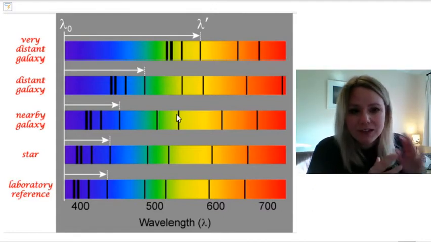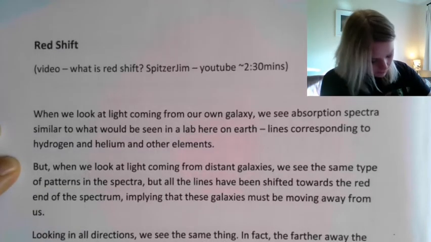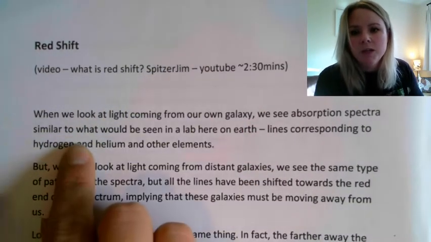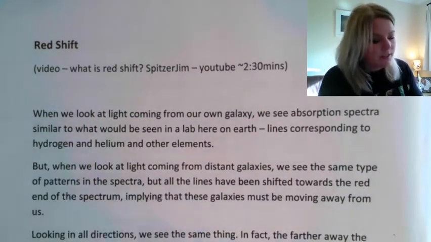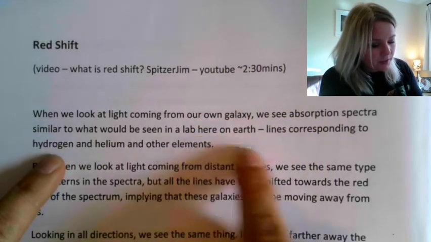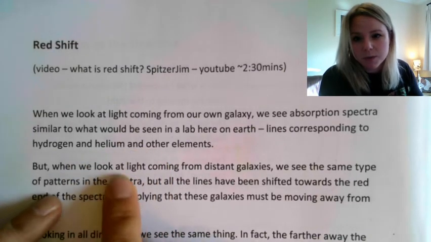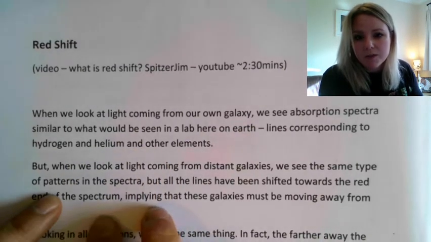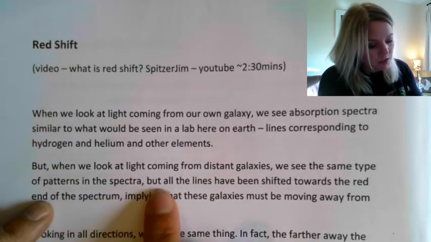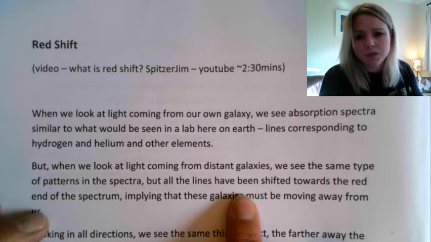Okay, so let's have a little look at our notes on this. So this is page 36, and I will link this for you as well. Okay, so when we look at light coming from our own galaxy, we see absorption spectra similar to what would be seen in the lab here on Earth, and that's lines corresponding to hydrogen and helium and some other elements, but those two are the big ones. But when we look at light coming from distant galaxies, we see the same types of patterns in the spectra, but all the lines have been shifted towards the red end of the spectrum. So that's what we were just looking at there.